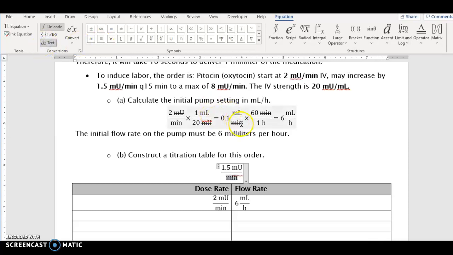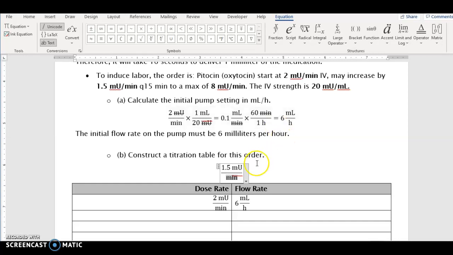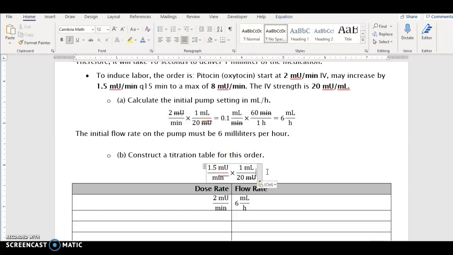So in other words, if the desired response, in this case labor, is not induced, the directions say to increase the dose rate by 1.5 milliunits every 15 minutes until the patient goes into labor. So we need to figure out the corresponding incremental flow rate on the IV. It's the same type of calculation. We're going to multiply by 1 milliliter over 20 milliunits, so that we cancel out the milliunits.